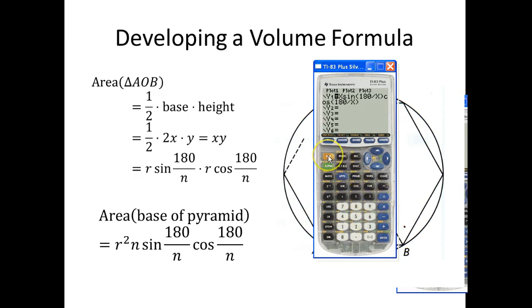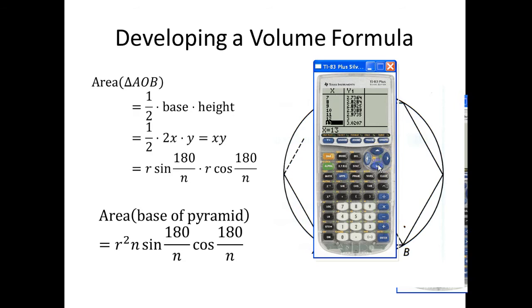Then I want to look at a table of the value of this expression as the number of sides n gets larger and larger. So let's set up our table. Go second, table setup. Since we're typically going to have at least 3 sides for the base of the pyramid that we're inscribing, I'm going to start the table at 3, and I'm going to look at a table of values here.